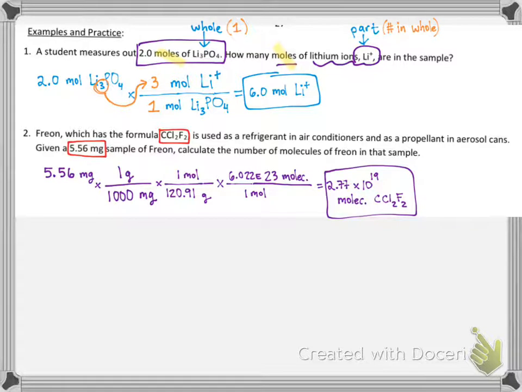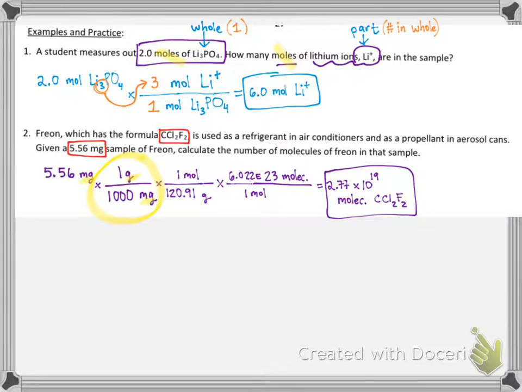So let's see what happened. First, to do this problem, you had to remember how to convert from milligrams to grams. Those metric conversions are still a thing, and you do need to remember the basic ones. They will not be given to you. So it turns out there are 1,000 milligrams in 1 gram. Once you are in grams, then it's easy enough to use the molar mass to convert to moles, and then Avogadro's number to convert to molecules.